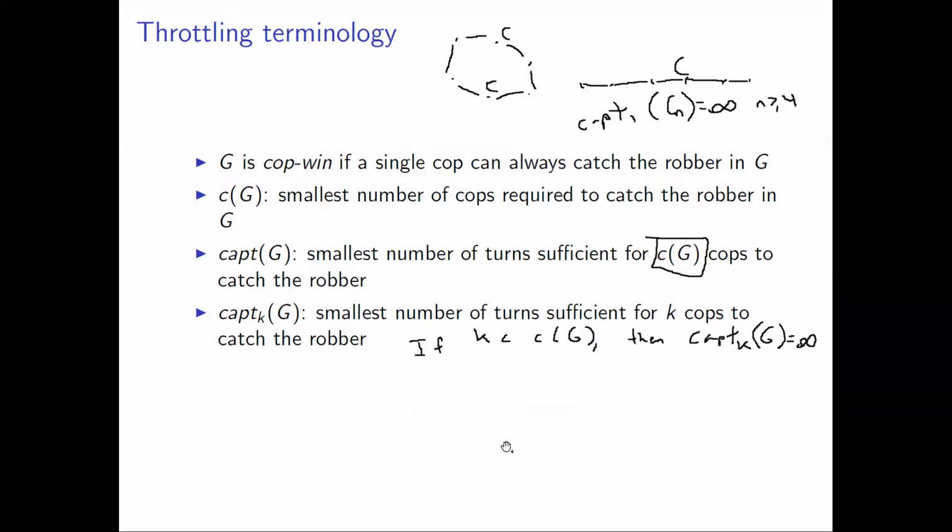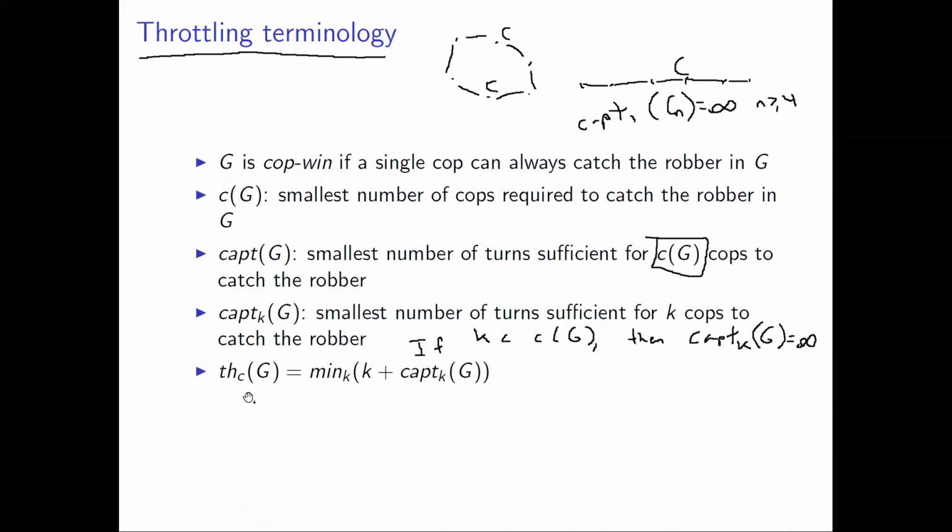One more term. This is the actual throttling, the title of the slide: the throttling number of the graph G. So this is the throttling number down here, and this is an optimization problem. We're trying to minimize over integers k, and what we're minimizing is k plus the capture time of G, capt_k(G). So we're trying to minimize the quantity k plus capt_k(G).